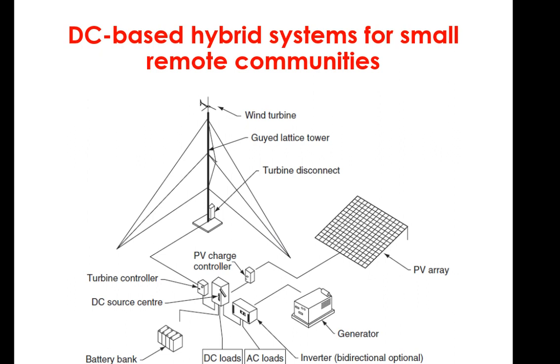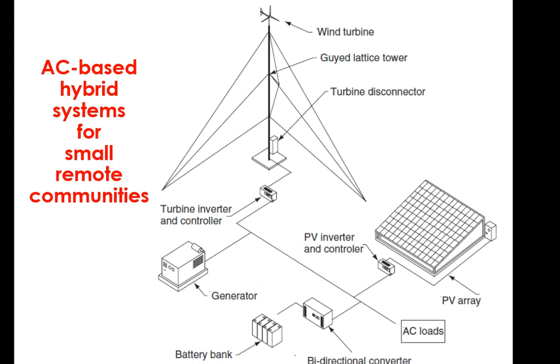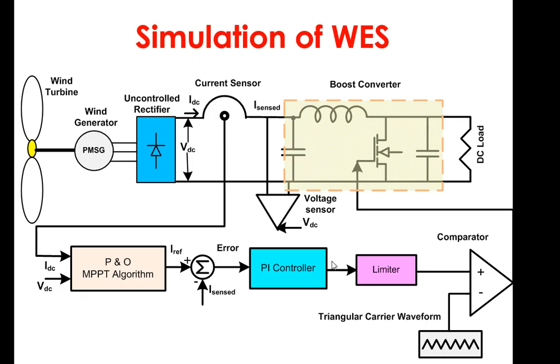Now in the case of an AC system, we are having only AC load, the DC load is not present, so we can feed the power. Again the grid is not used over here, so we are having a generator, means in this case a wind generator, a diesel generator, battery bank, again the bidirectional converter, PV array and its inverter and controller topology that is to be used.